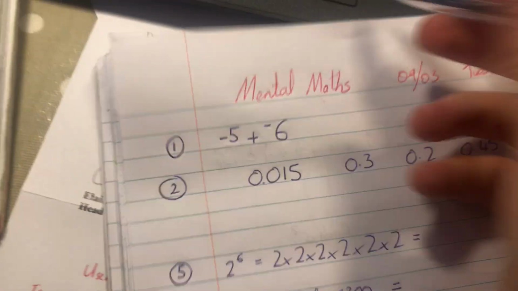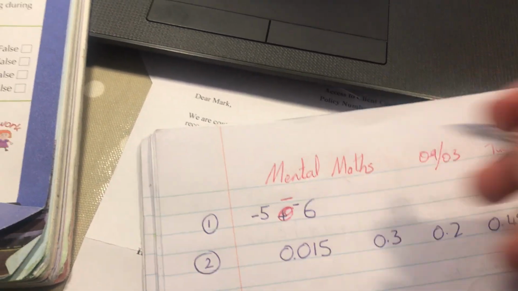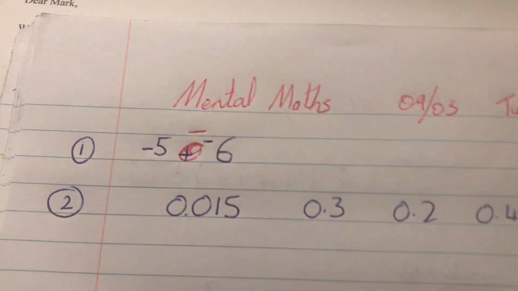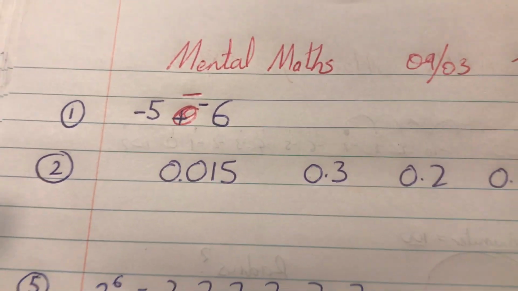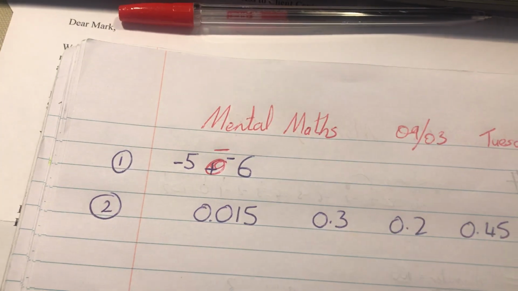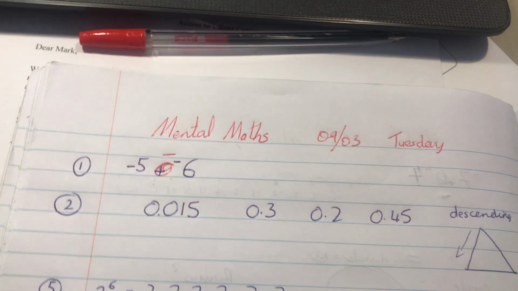Now, today's mental maths. So we have -5 plus -6, just like yesterday. Most people got this right yesterday. It becomes -5 minus 6. So start back at -5 and go backwards by 6. Go backwards by 6. I'll give you a tip, the answer isn't going to be +1. So think about it. Start at -5 and go backwards by 6.